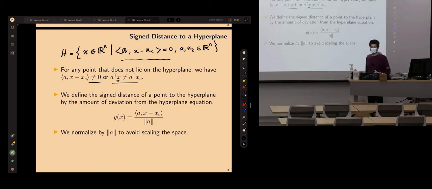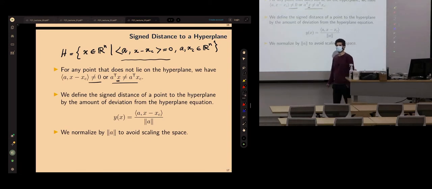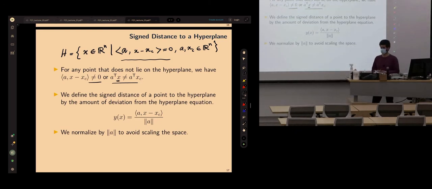Now this gives us a way to define a distance from the hyperplane. There are many ways to talk about this distance. This is one of the easiest ones I could come up with.